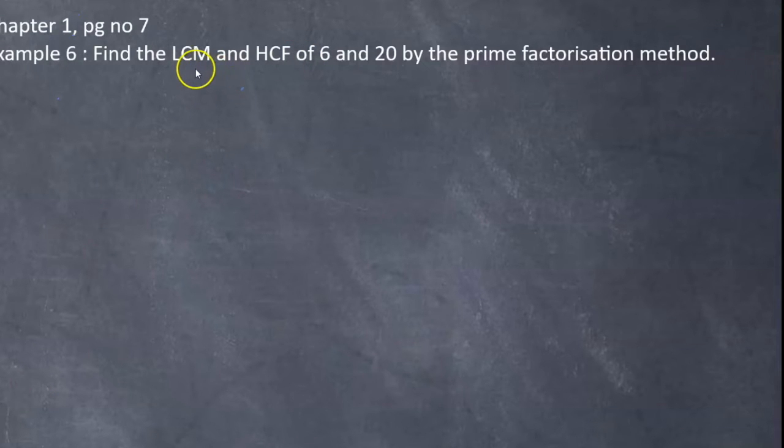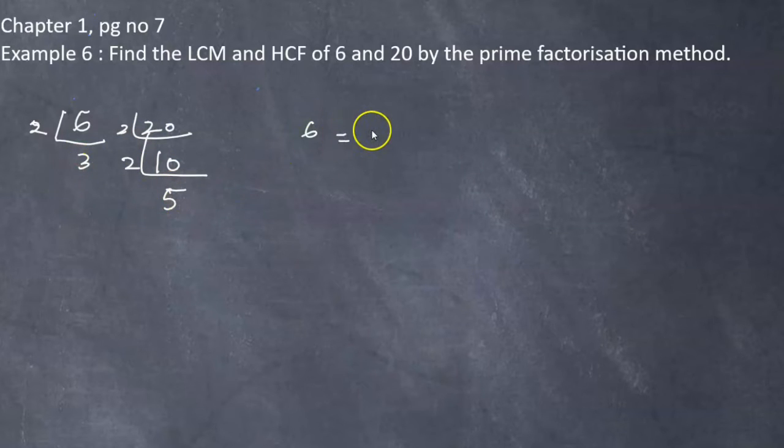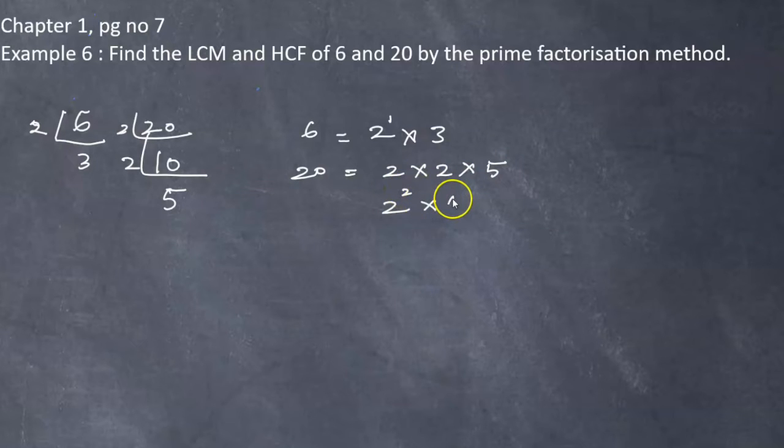So let's start with LCM. For 6, start with the lowest prime number 2: 2 threes are 6. And for 20, it is 2 tens are 20, 2 fives are 10. So for 6 it is 2 into 3, 2 power 1 into 3. For 20 it is 2 into 2 into 5, which means 2 square into 5.